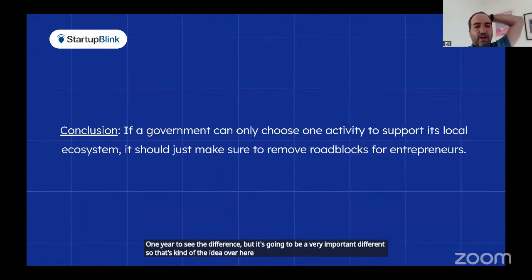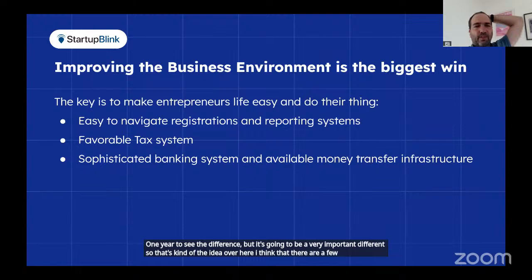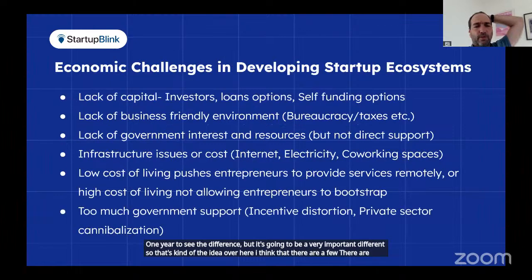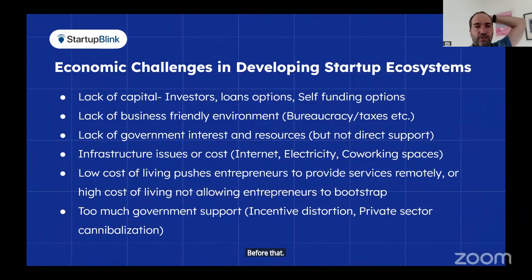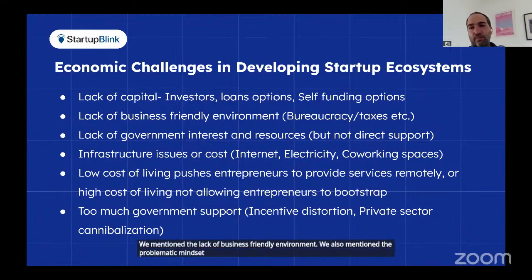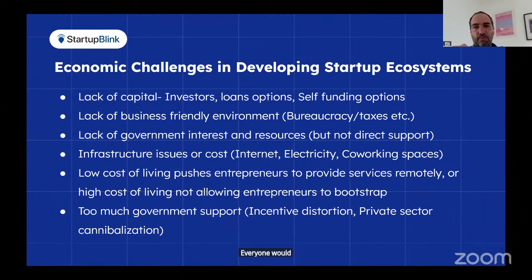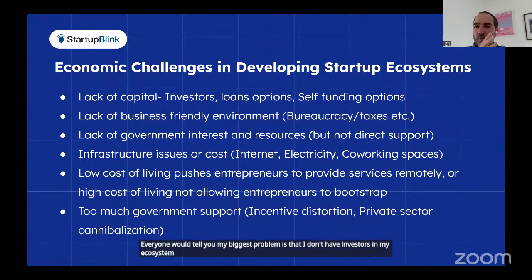I think that there are a few other elements that we want to speak about before that. In terms of the challenges as well, we mentioned the lack of a business-friendly environment. We also mentioned the problematic mindset. There are a lot of problems also with lack of capital. Everyone will tell you, my biggest problem is that I don't have investors in my ecosystem. There is no good way to solve this other than achieving success stories.